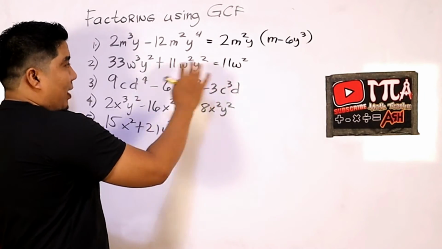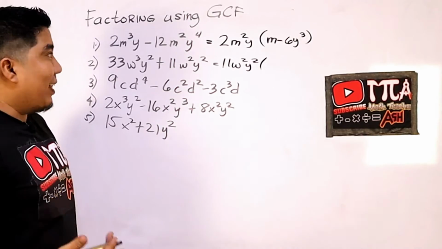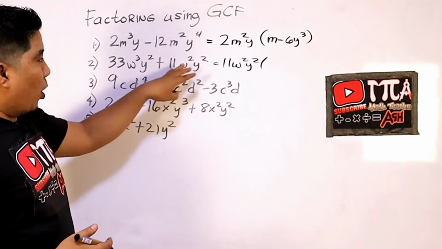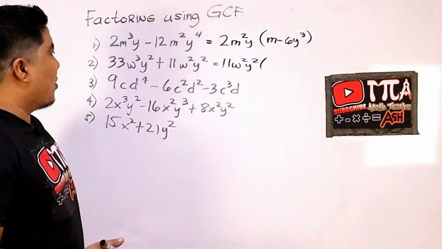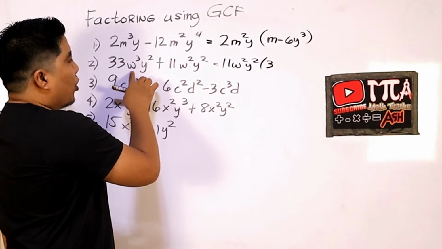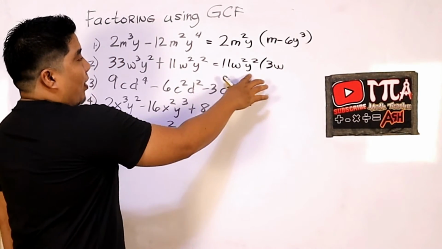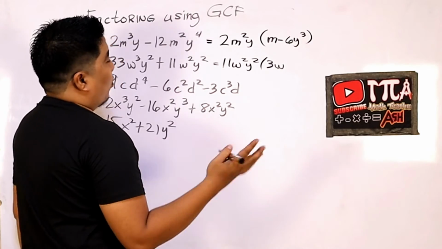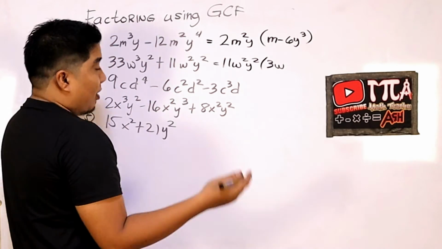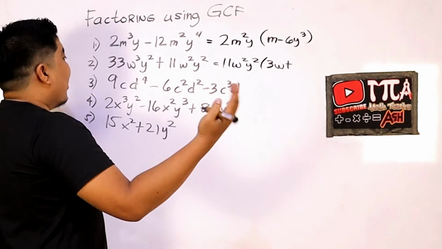They are the same, identical, y squared. Okay, so we just put y squared. And then we divide this polynomial by this monomial. Okay, so 33 divided by 11, that is 3. W cubed divided by w squared, that is w. Y squared divided by y squared, none. Okay, or 1. But for cancellation, it will be cancelled out. Okay, 11 divided by 11, that is 1.